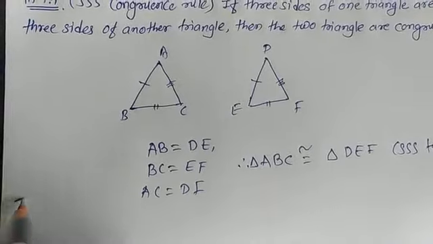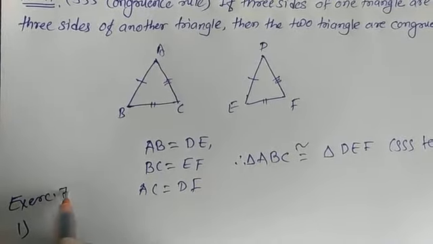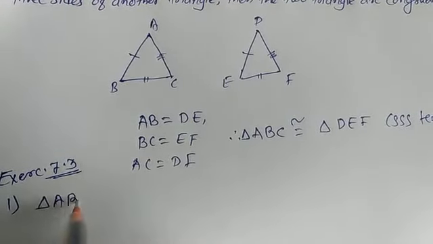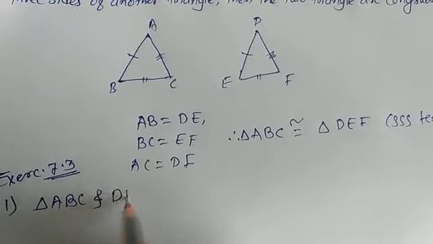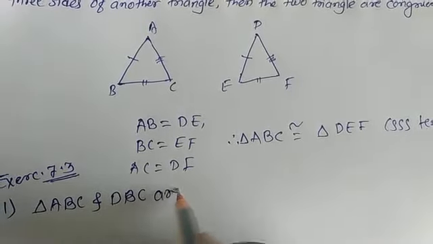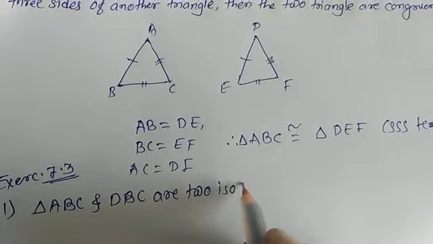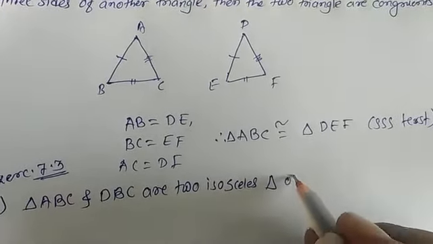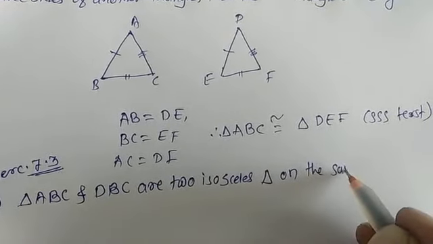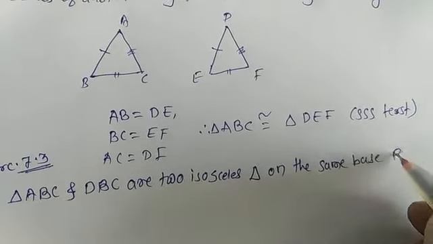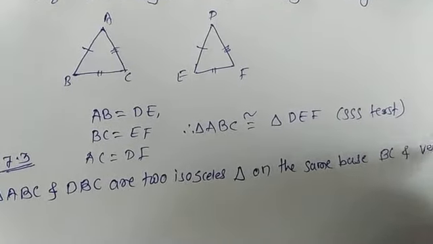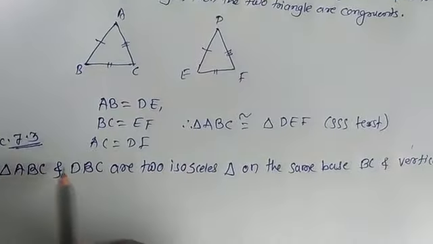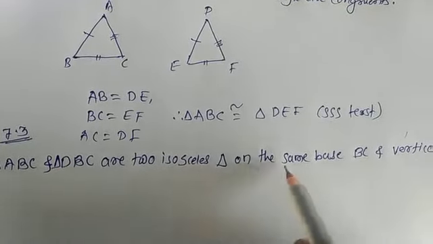Example 1 in Exercise 7.3. The question is: given that triangles ABC and DBC are two isosceles triangles on the same base BC and vertices. It is given that triangle ABC and triangle DBC are two isosceles triangles on the same base BC.